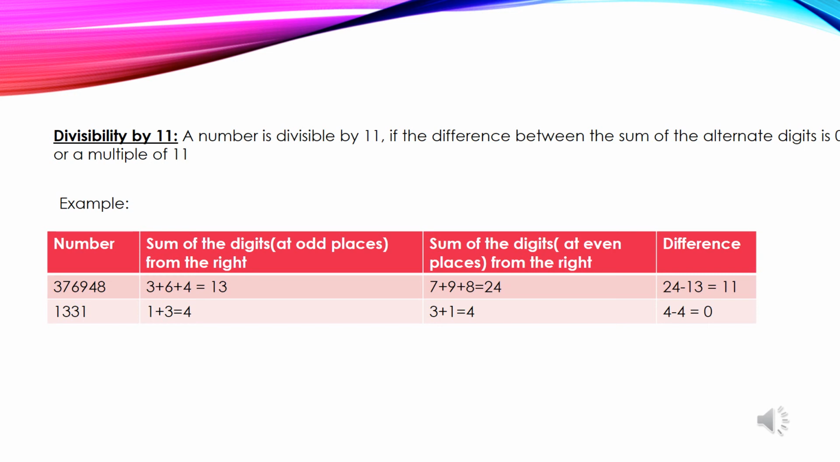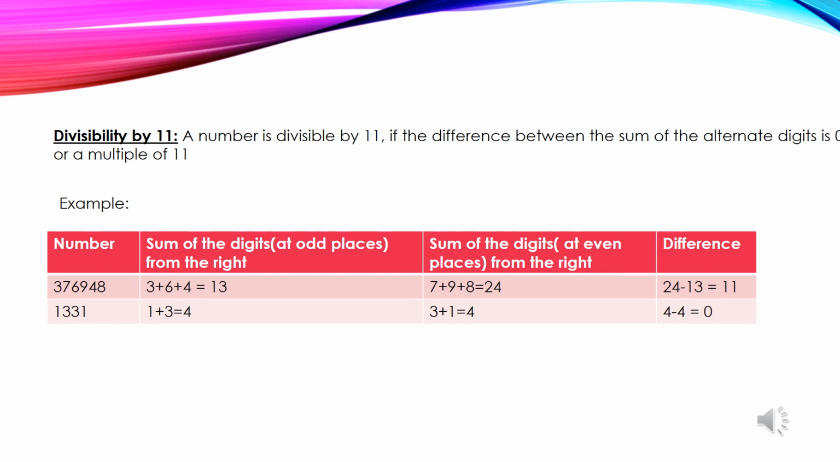Okay, in this case, first what I am doing is I am adding all the odd places first. Odd place digits we are adding, means 3 plus 6 plus 4 gives you 13. And then what I am doing is I am adding all the digits which are at even places. So 7 plus 9 plus 8 gives you 24. Now we need to find the difference, means 24 minus 13, it gives you 11. Here 11 is a multiple of 11, so we can say that the complete number, means 376948, is divisible by 11.